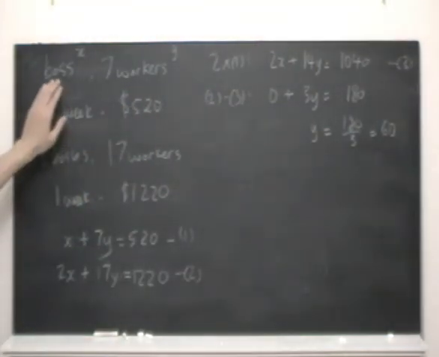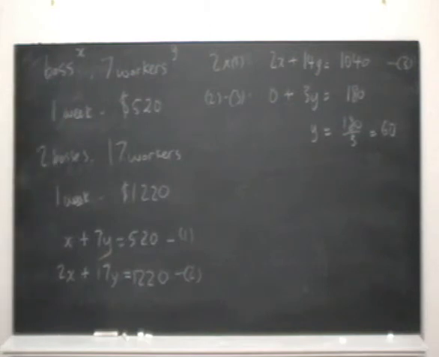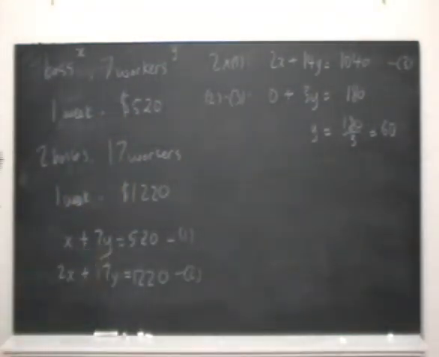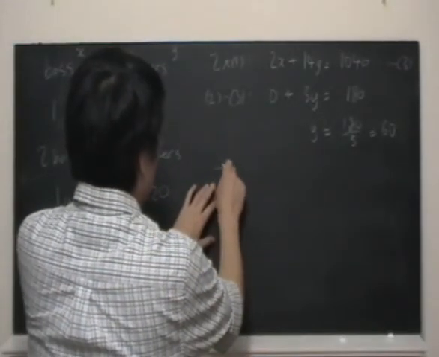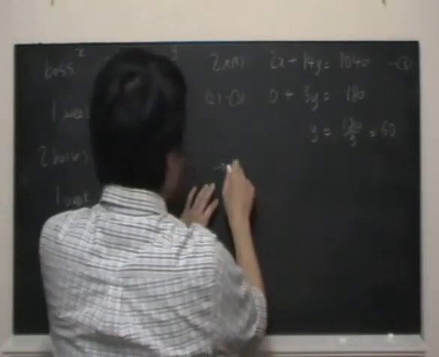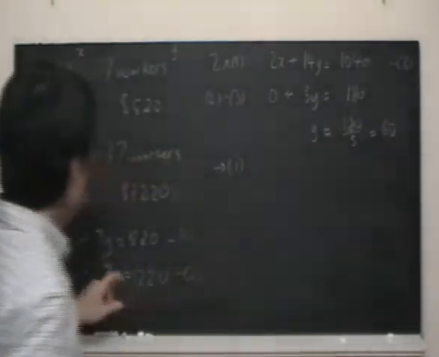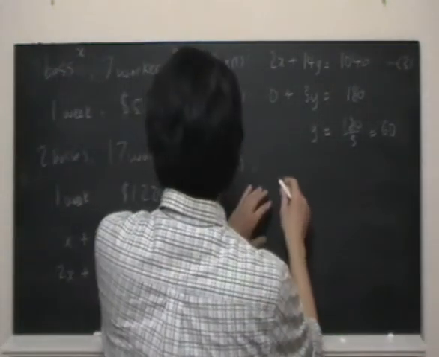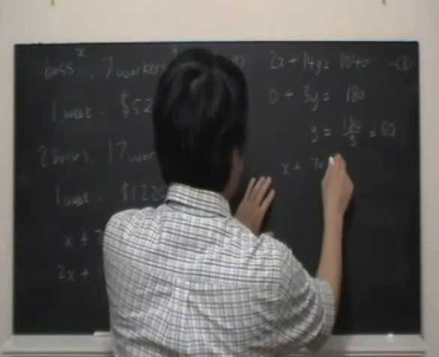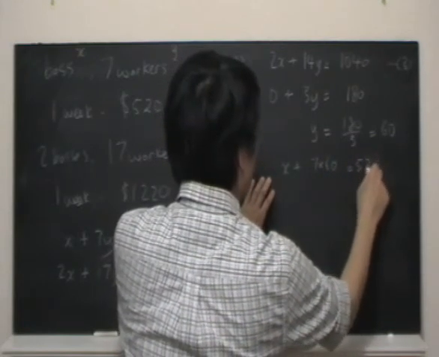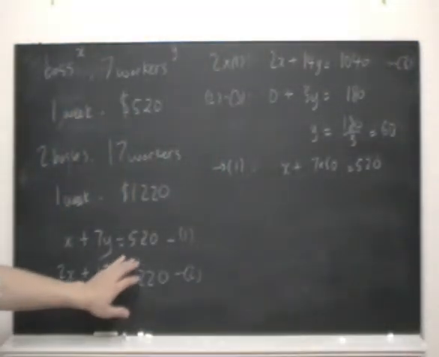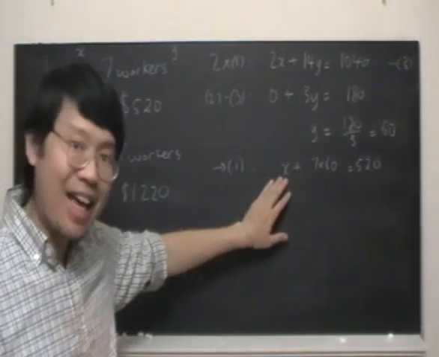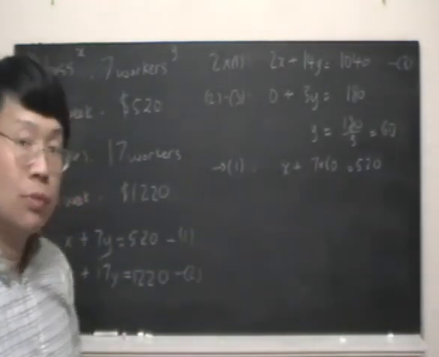We want to find the earning of the boss in 1 week. So let's use, say, equation 1. Let's substitute Y into equation 1. So again, using my own notation, I just draw an arrow to put 60 in for Y into equation 1. So I have X plus 7 times 60 equal to 520. So now I have an equation with just X, no Y. I can try and find X now.